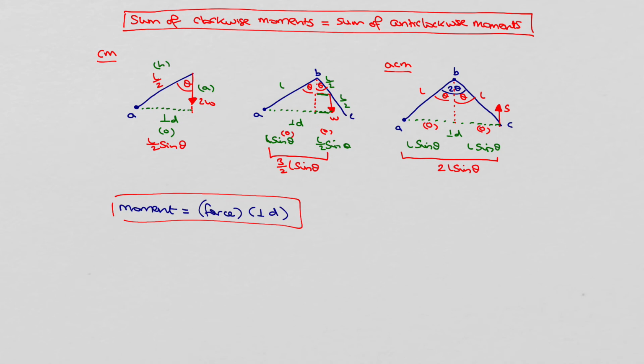So if I'm doing my clockwise moment, my force is 2W. Perpendicular distance I worked out was L over 2 sine theta. Clockwise moment W for the force. Perpendicular distance we worked out was 3 over 2 L sine theta. And that must equal the sum of the anticlockwise moments. And we only have one anticlockwise moment, where the force is S and the perpendicular distance to the fulcrum A is 2L sine theta.